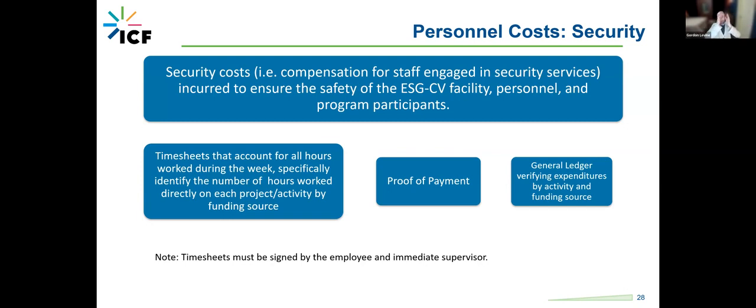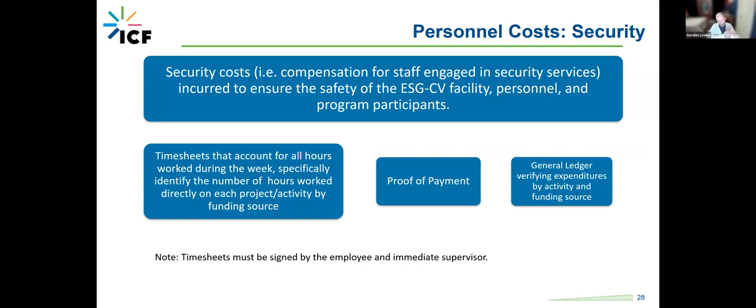That has to be 20 hours ESG-CV broken down into individual project types. So we want to see hours to ESG-CV homelessness prevention, hours to ESG-CV street outreach. Needs to be down by component. In addition, as always, we need proof of payment, money that went out the door, canceled checks, etc., or verification of electronic transfer, and general ledger supporting those expenditures. Do note that timesheets must be signed by the employee and their immediate supervisor.